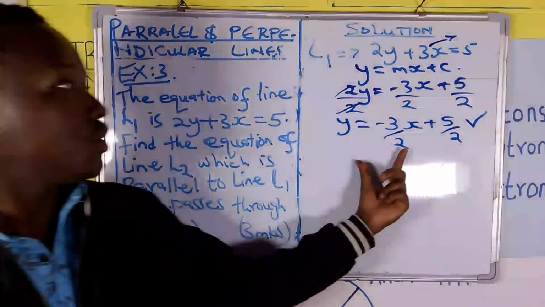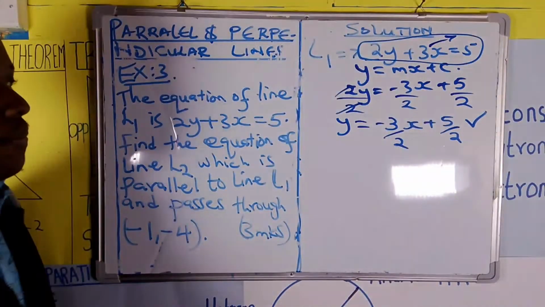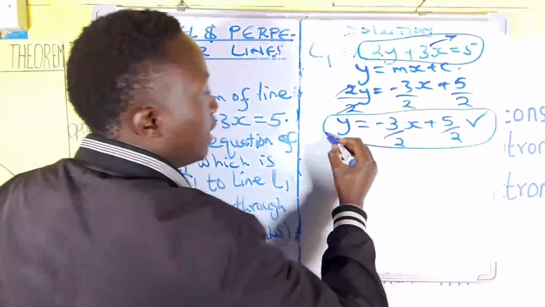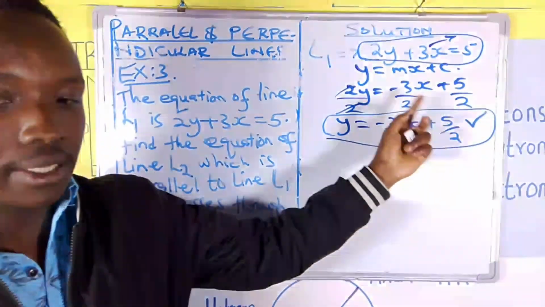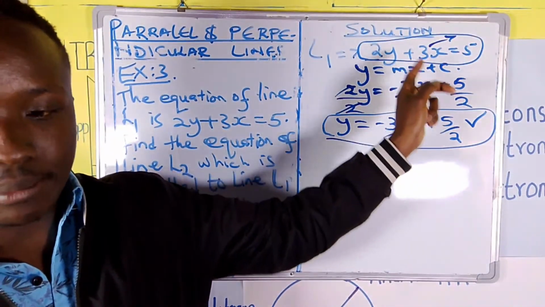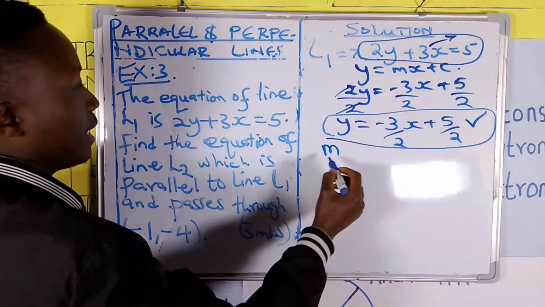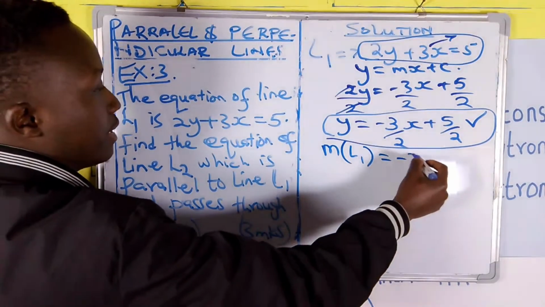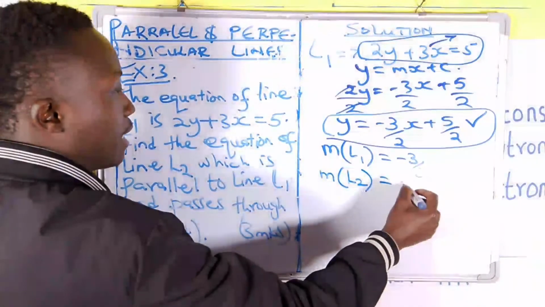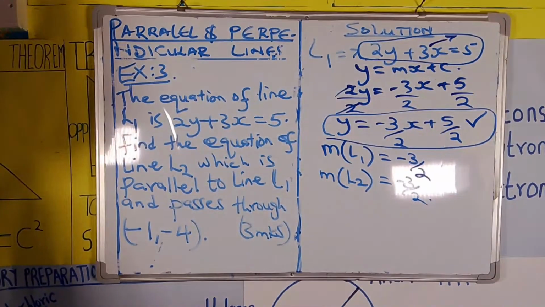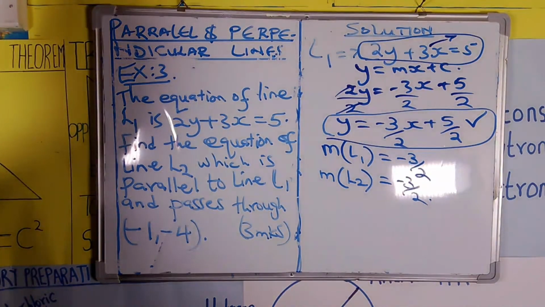So this equation is the same as this one. These two equations are the same. It is just that this equation is written in the form y equals mx plus c, but this one was not. So we will now identify the gradient of our L1 as negative 3 over 2, and definitely the gradient of our L2 should also be negative 3 over 2. So when we have the same gradient, we will proceed to determine the equation of line 2.